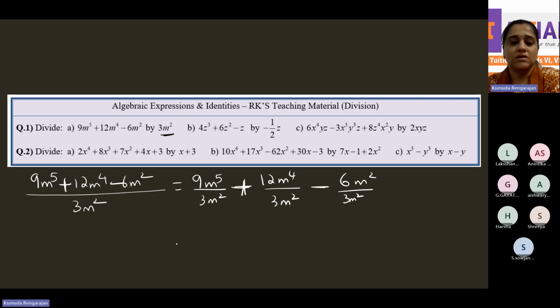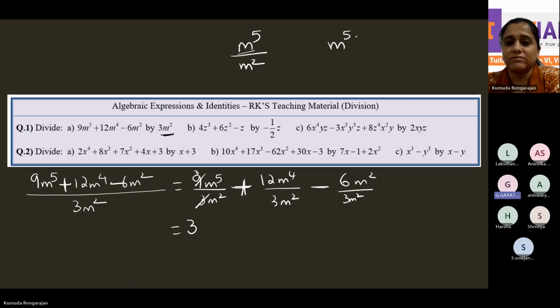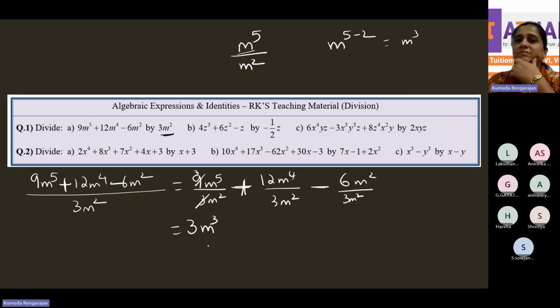This is understood. Now, 3 ones are 3, threes are 3. So you'll have 3 here. And then m to the power 5 divided by m to the power 2. When bases are same and it's division, we subtract the powers. So m to the power 5 minus 2, that is m to the power 3. So 3m to the power 3.